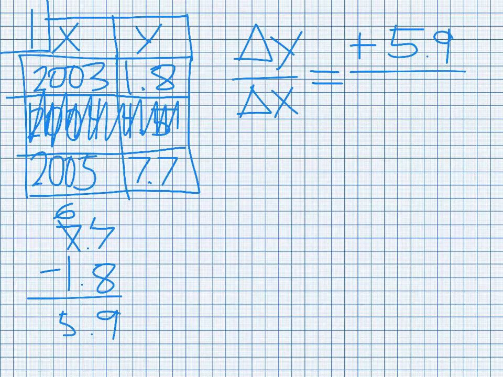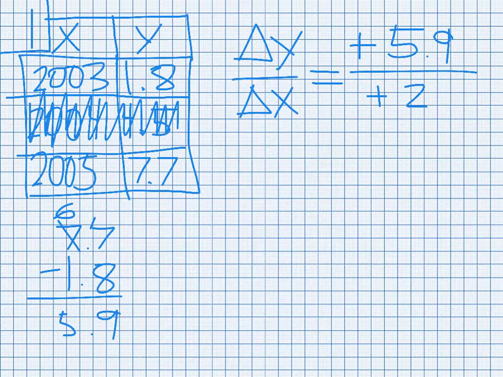Now the delta x is the change in the x values, the change in the years. From 03 to 05, how much did it change? Well, over the course of 2 years, it had an increase of 2 years. From 03 to 05, that went up 2. So that's your change in the y's, that's your change in the x's.